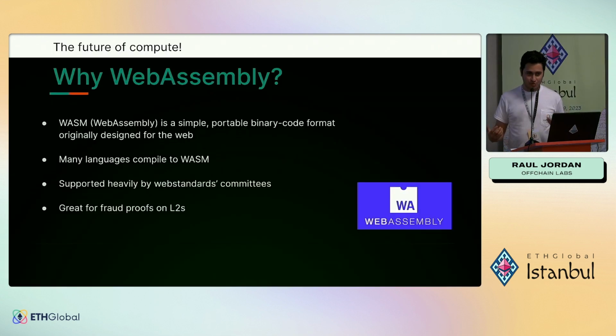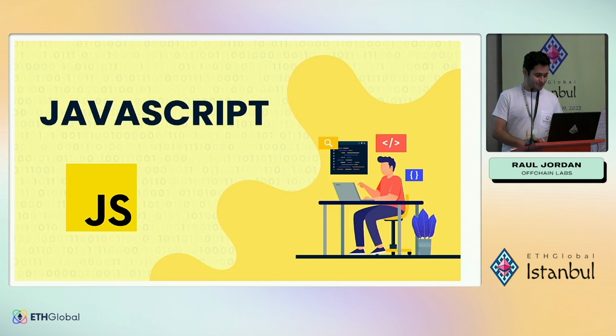And why did we choose WebAssembly for this? WebAssembly was a choice for Arbitrum because it's a very simple binary format that has an extensive community behind it. Many languages also compile to WASM, and it's a big part of the web standards committees. We also argue that it's excellent for fraud proving on L2s. Being a stack-based machine, providing opcodes that can be constrained in certain ways, gives us really nice properties that have powered Arbitrum for quite a long time.